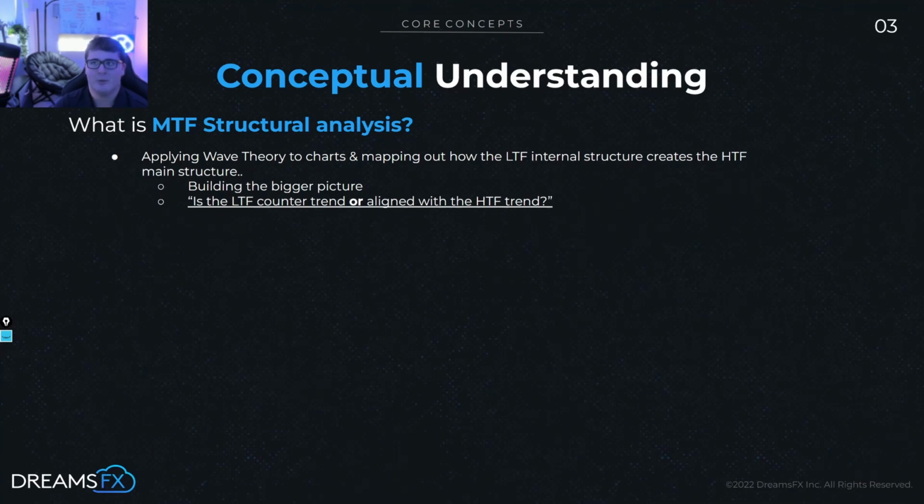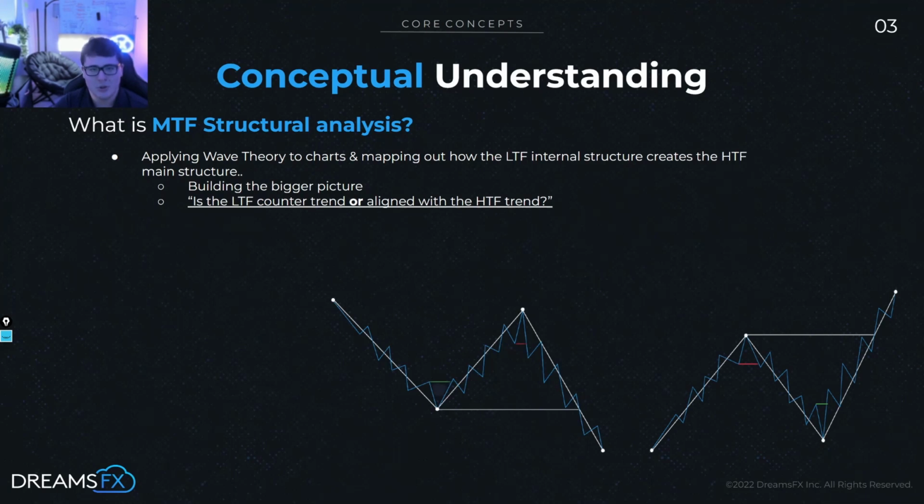Just like if you have a weekly and a 4-hour, your weekly time frame would be the higher time frame structure, the pro trend, that would be formed by that 4-hour internal lower time frame structure. All those individual 4-hour waves building that one leg on the weekly time frame. Right? So then ask yourself, is the lower time frame counter trend or aligned with the main trend? Always asking yourself these two questions is very important. What's the bigger picture that's being built? And is the lower time frame counter trend or aligned with the higher time frame?